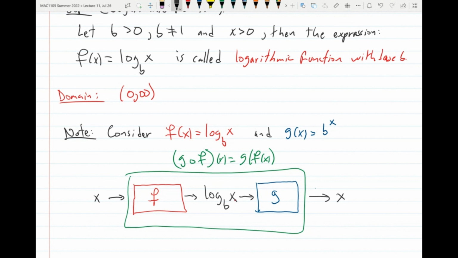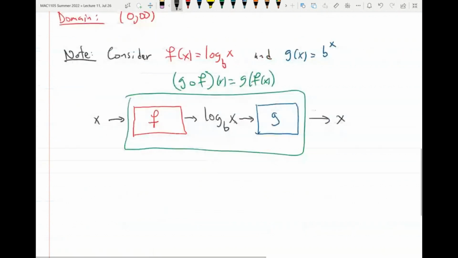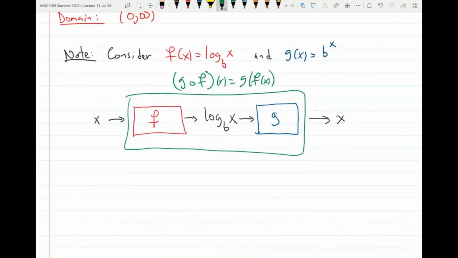Now let's see if the other way around happens as well. Do they cancel each other? If that happens, then they are inverse of each other. And then we can translate most of the properties that we already know from the exponential function to the logarithm, and we get them for free. Particularly, we're going to get for free the graph, the domain, the range, and all of that business. Okay? All right, so this means that g cancels f.